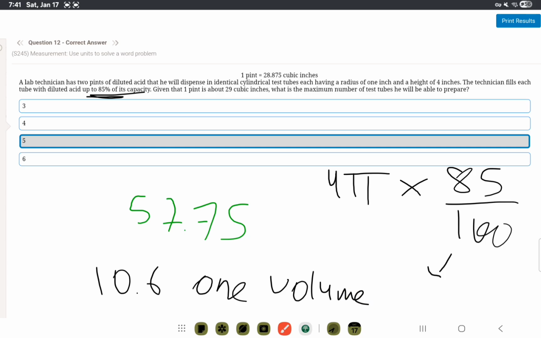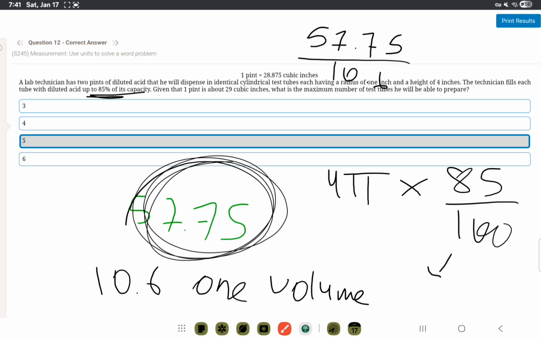So we want 2 pins. Okay, so just going to do 57.75 over 10.6. Basically what you do, you divide the total by the capacity he's using. So what you get is 5.4.